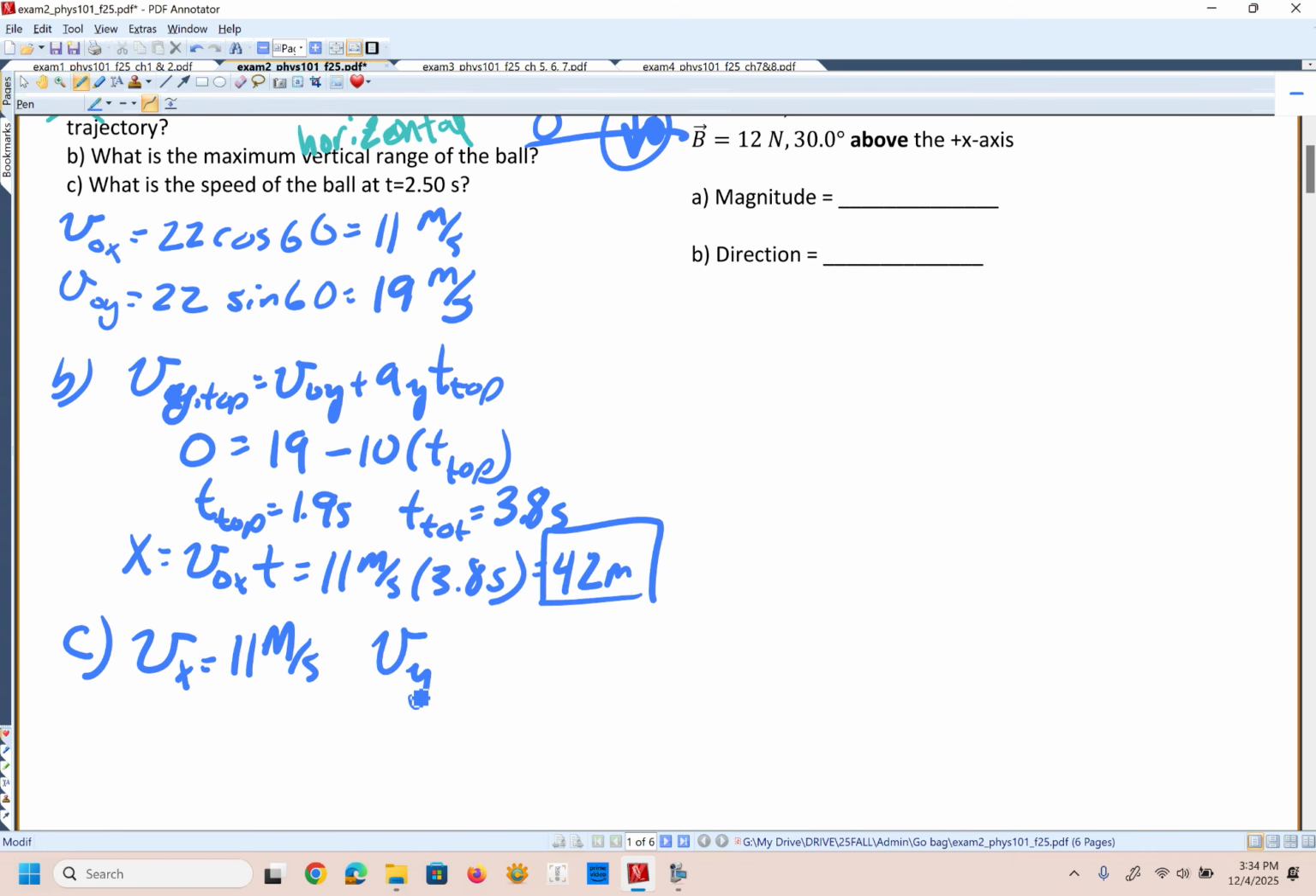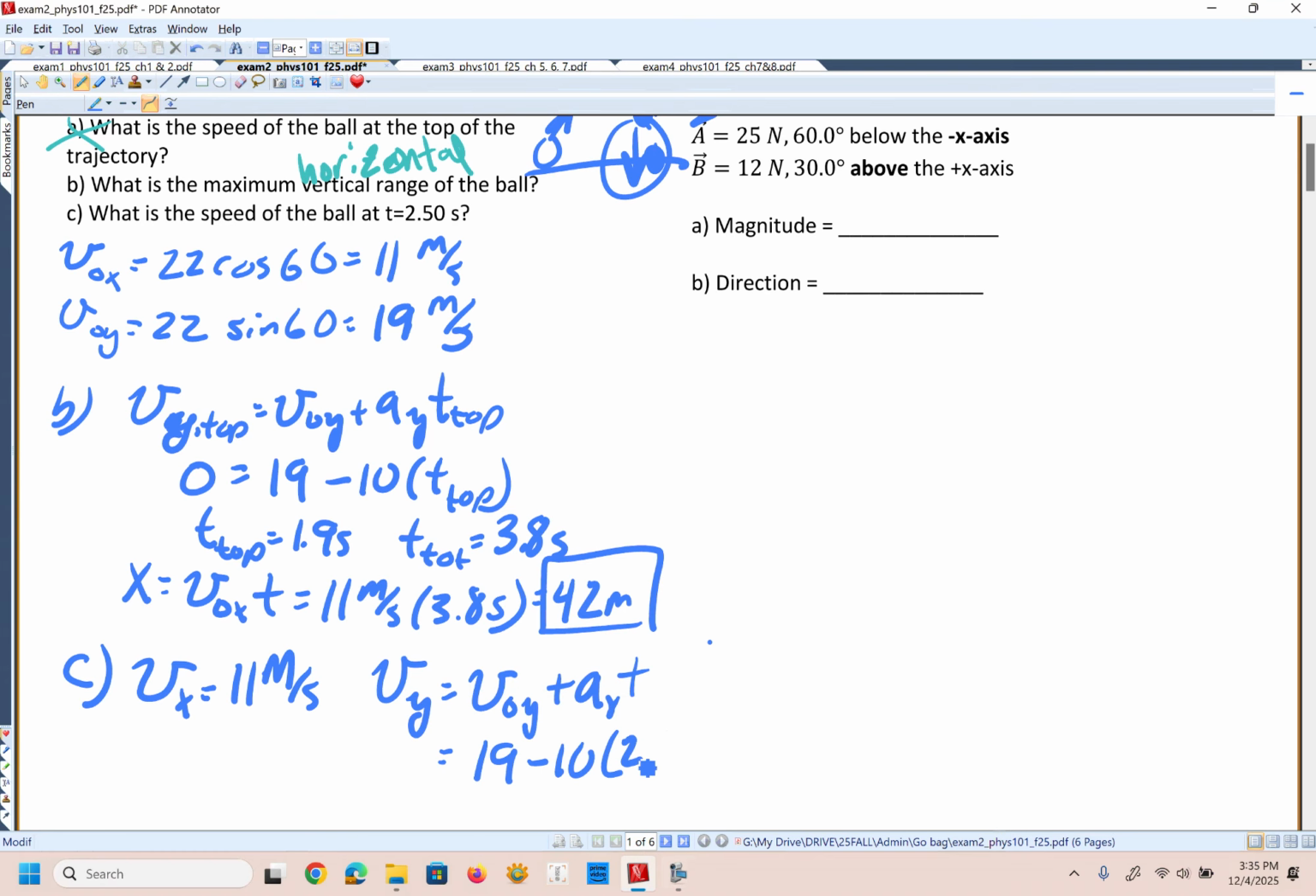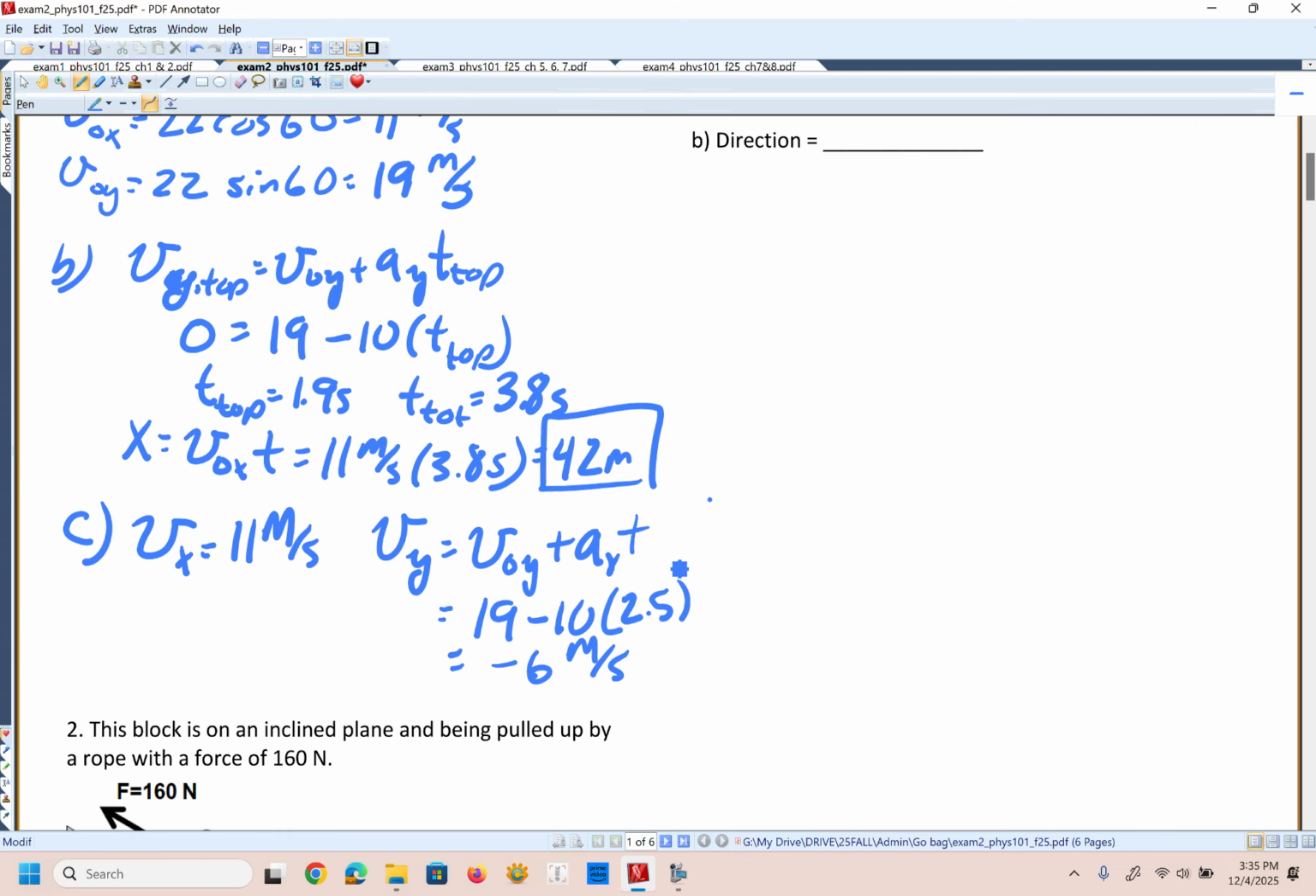And then Vy, that's that component of the velocity right there. I can calculate that. That's equal to V0y plus Ay t. That's 19 minus 10 times 2.5. That's 19 minus 25, or negative 6 meters per second. It does come out negative, as you would expect it to. And then finally, to find the magnitude of this velocity, I take the square root of the sum of the squares, 11 squared plus 6 squared.